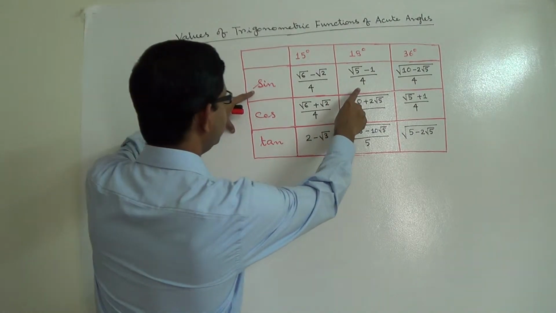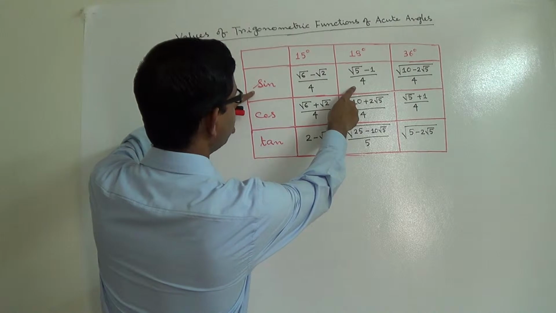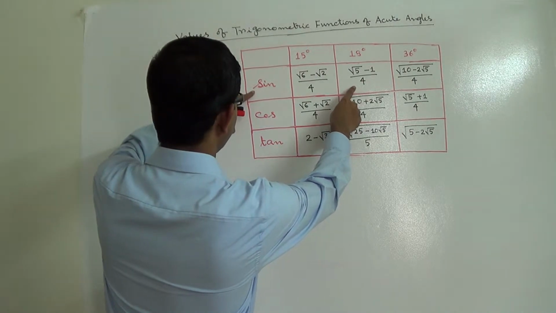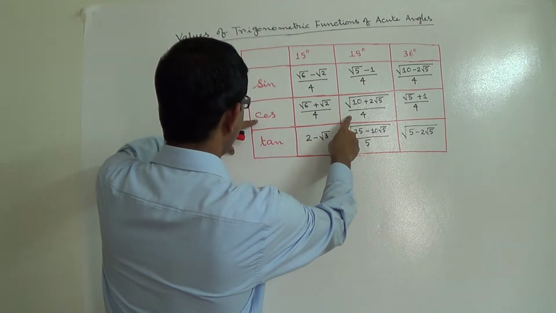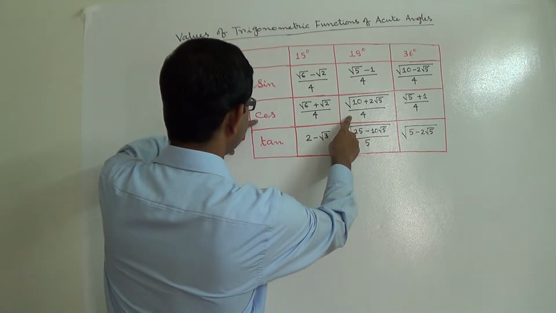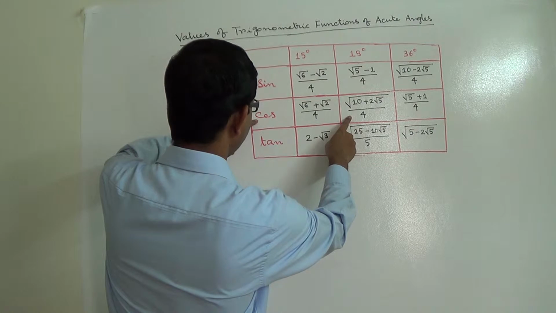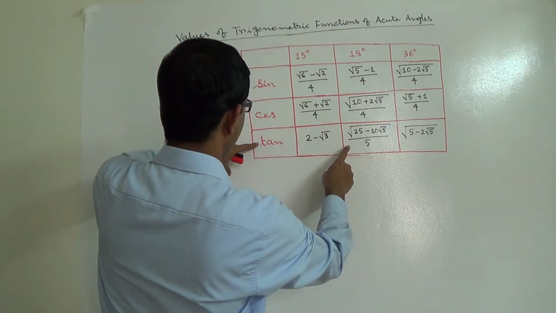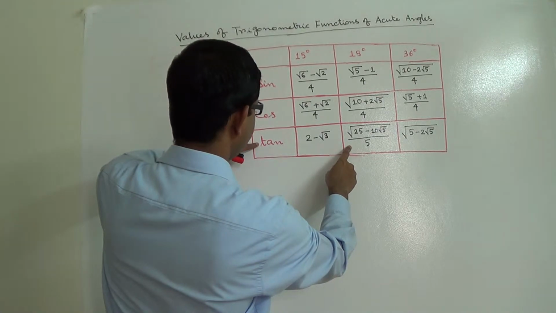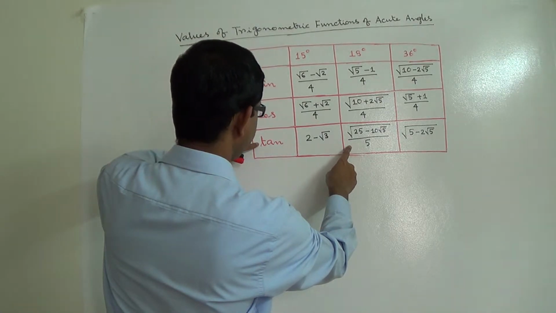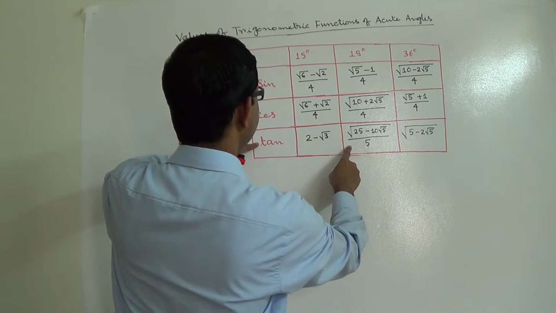The value of sine 18 degree is root 5 minus 1 by 4. The value of cos 18 degree is square root of 10 plus 2 root 5 by 4. The value of tan 18 degree is square root of 25 minus 10 root 5 divided by 5.